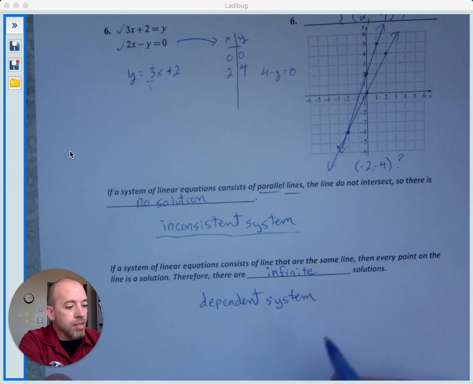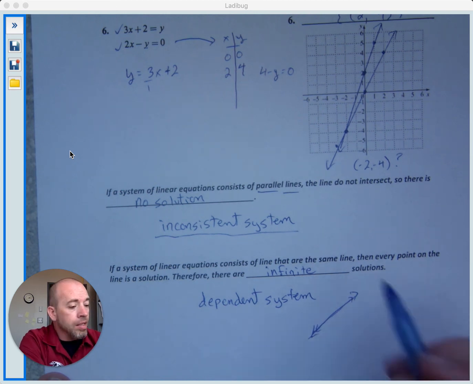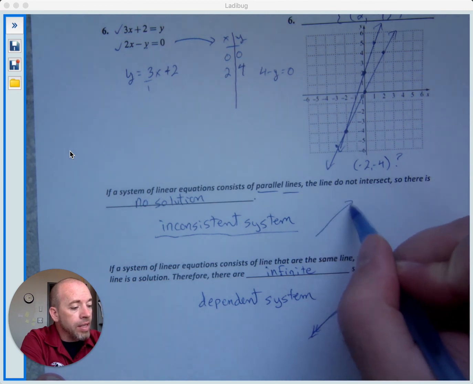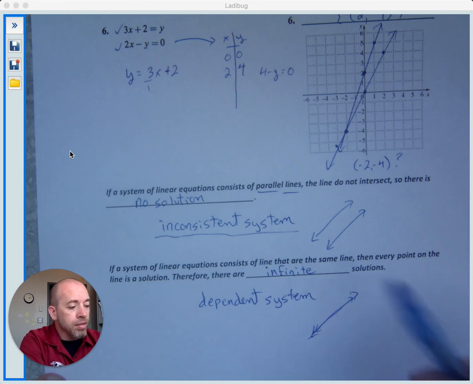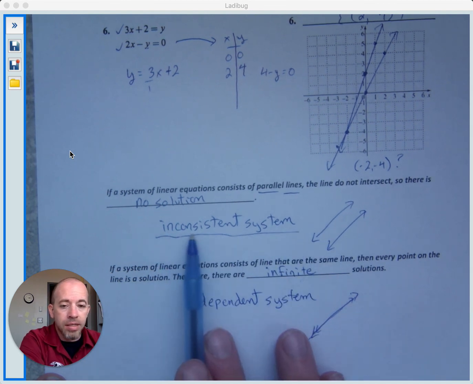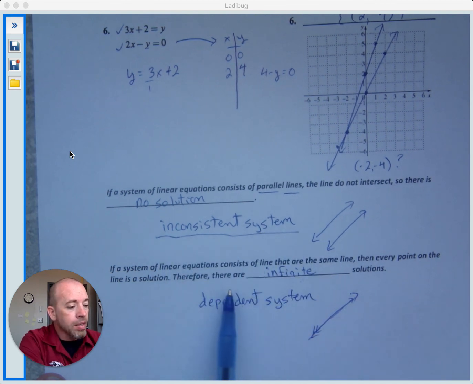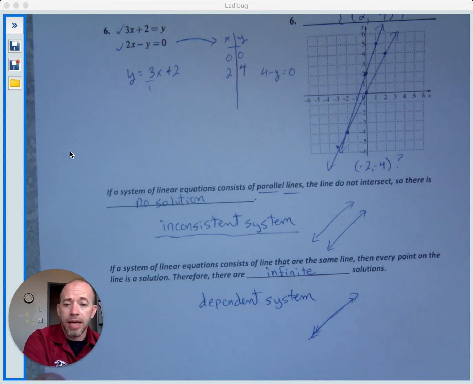So dependent system means you graph a line, you graph another line, but it happens to fall right on top of the first line. So two lines are the same line. Inconsistent system means you graph a line, you graph another line, and they happen to both be parallel. No solution here, infinite solutions here. No solution, parallel lines means it's an inconsistent system. Same line means they're infinite solutions, and it's a dependent system. And we'll look at some examples of that on the next page.